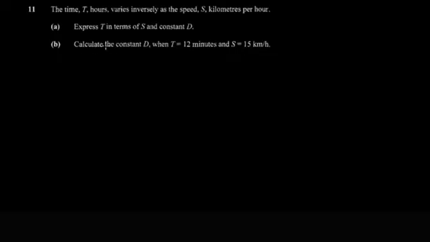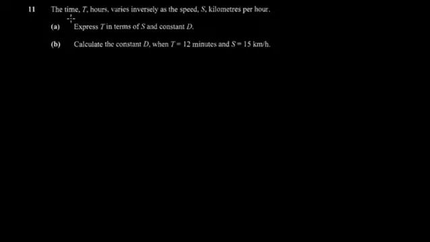So the first question, question 11, says the time t hours varies inversely as the speed s kilometers per hour. You're asked to express t in terms of s and constant d. So this is variation. You're told that this is inverse variation. So part A, express t in terms of s and d. You first have to state the relationship using the constant of proportionality. The constant of proportionality is this sign here.